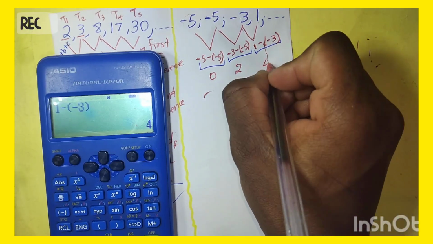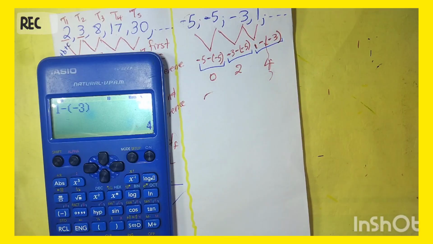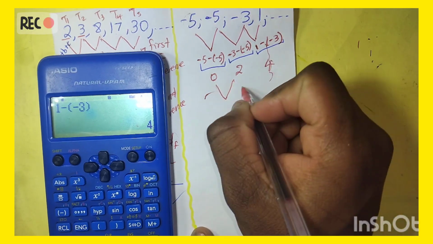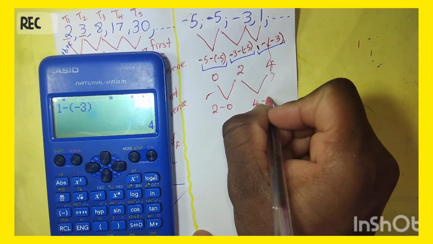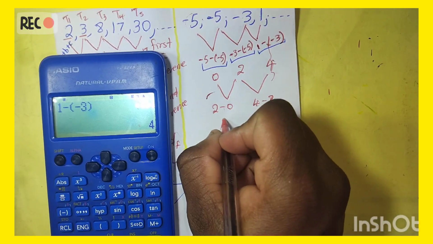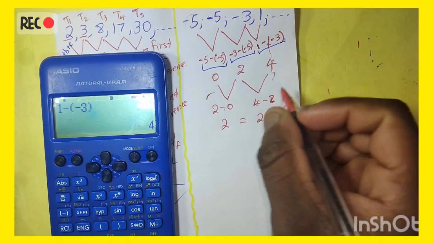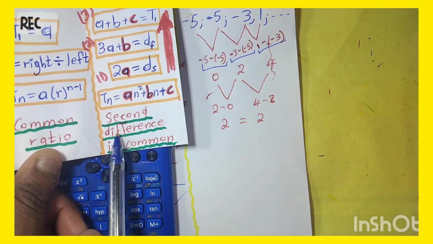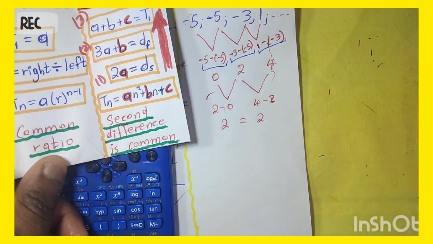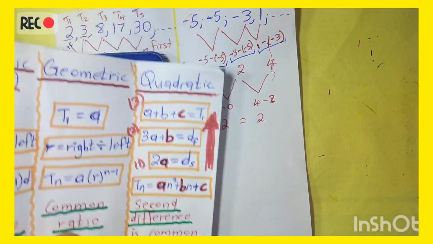So it means that it's 4. Do you see? All of these things, guys, represent the first difference. And now I can find a second difference by saying right subtract left, right subtract left. What will that give me? 2. This one will give me 2. So as you can see, guys, the second difference is common. This is a quadratic sequence.